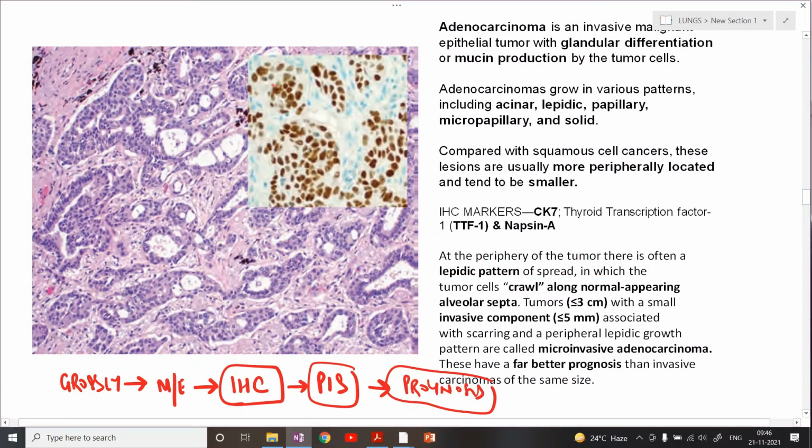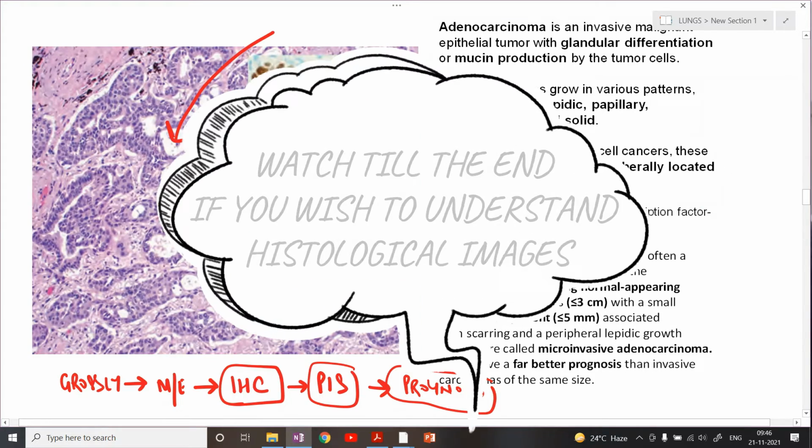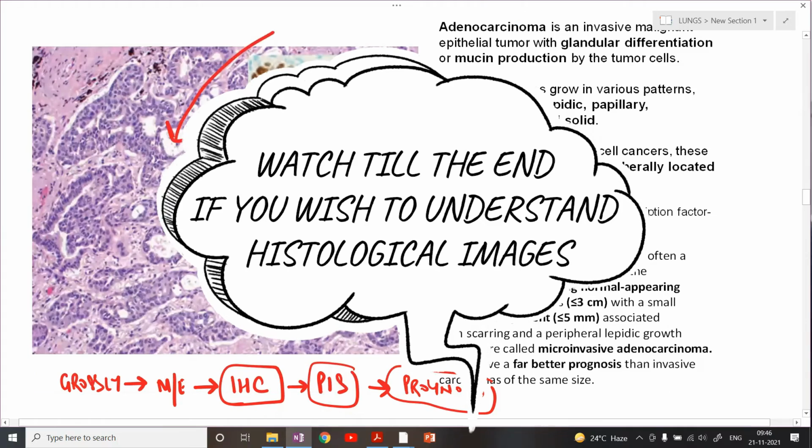As I already discussed, there are various patterns of lung carcinoma. I have also showed you. So you tell me which pattern this is. Out of all the patterns that we see, what is this pattern? Lepidic. See, lepidic is growing along the alveolar septa.